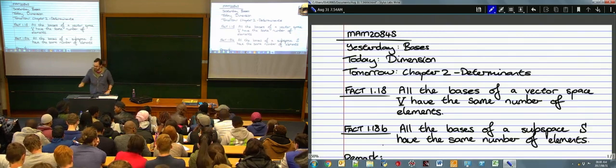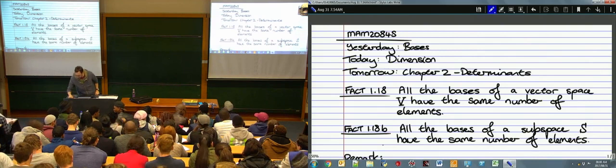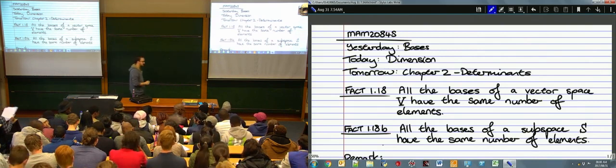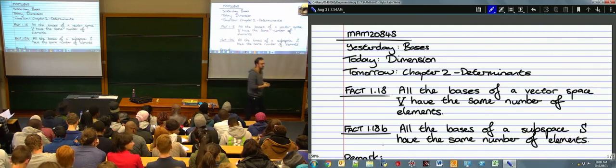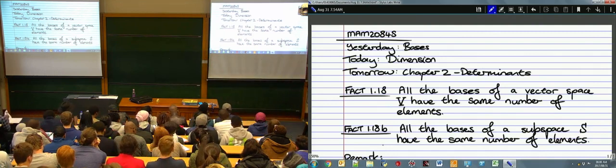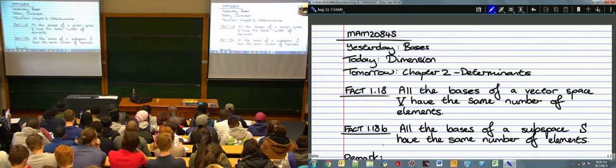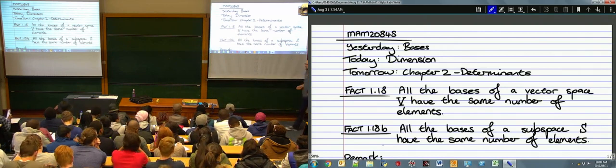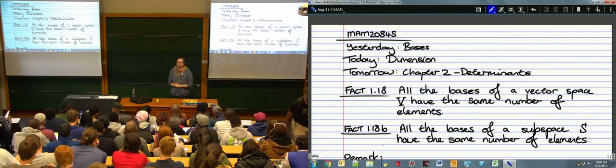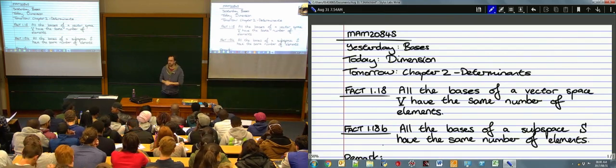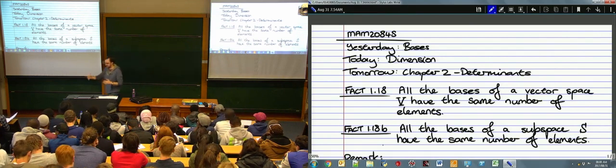We've been speaking about, for the last few days, firstly generating sets, then we spoke about linear independence, and yesterday we put these two things together and we started speaking about bases of vector spaces or bases of subspaces. And these are simply generating sets for that vector space or for that subspace that are also linearly independent sets. So that's what we've been speaking about.